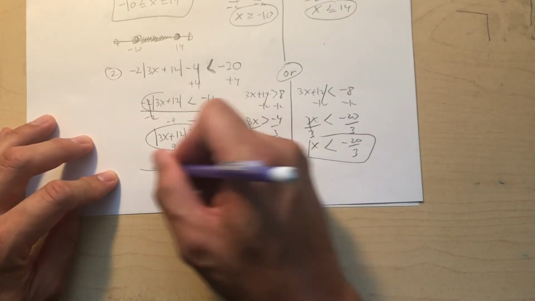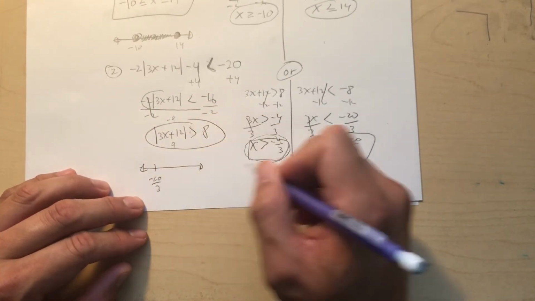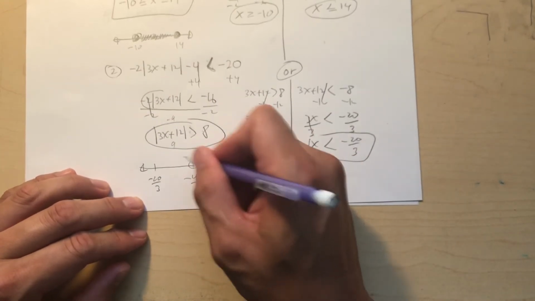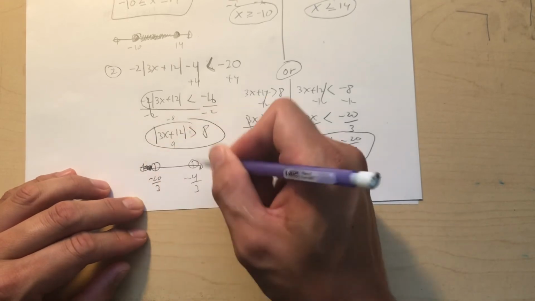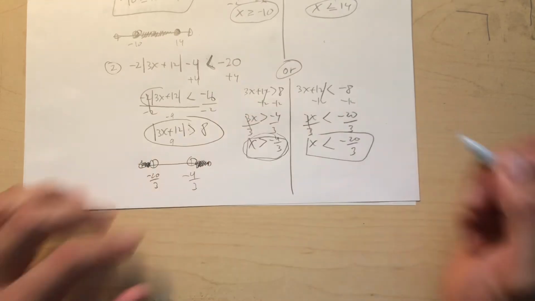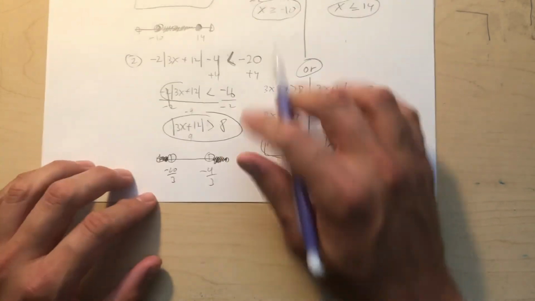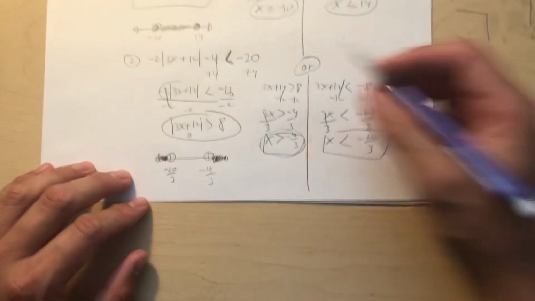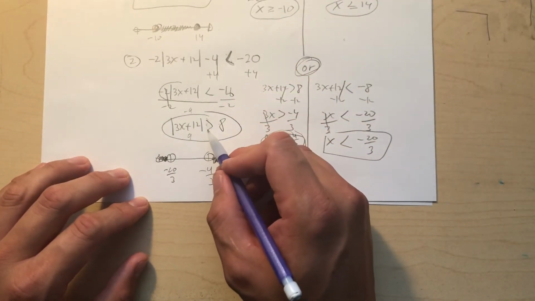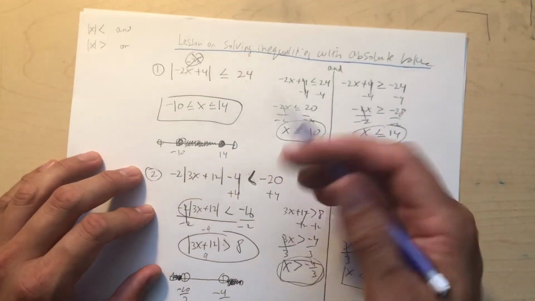To graph this one, it's less than right here, so negative 20 over 3. And this one here is negative 4 over 3. This is actually a larger number, so you circle this one. Anything could be all these numbers here, and it could be all these numbers. It could be all these numbers right here. So all of these are solutions. Earlier it was restricted to somewhere between negative 10 and 14. This one could be infinite on this side and infinite on that side, because it's the or. Just remember that: when it's a greater than sign, it's an or. When it's a less than sign, it's an and. So then therefore you're restricted.